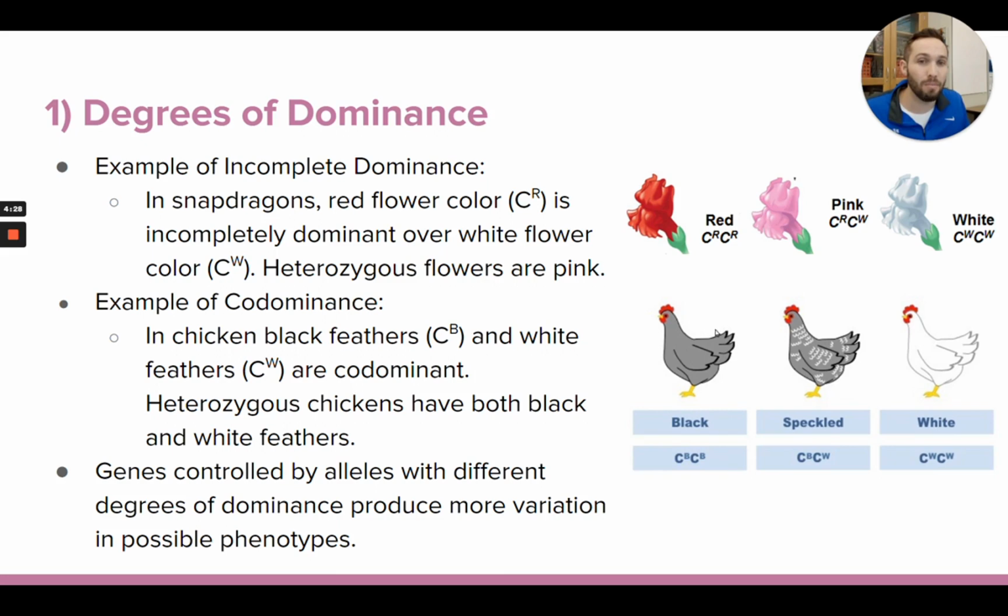In chickens, the allele for black feathers is co-dominant with the allele for white feathers. So black and white, neither is completely dominant. They're actually both dominant. And so if you end up heterozygous, with a black allele and a white allele, like this chicken right here, you're going to end up having black feathers and white feathers. You're going to have both. In this case, they call it speckled. So those are some examples of different degrees of dominance.